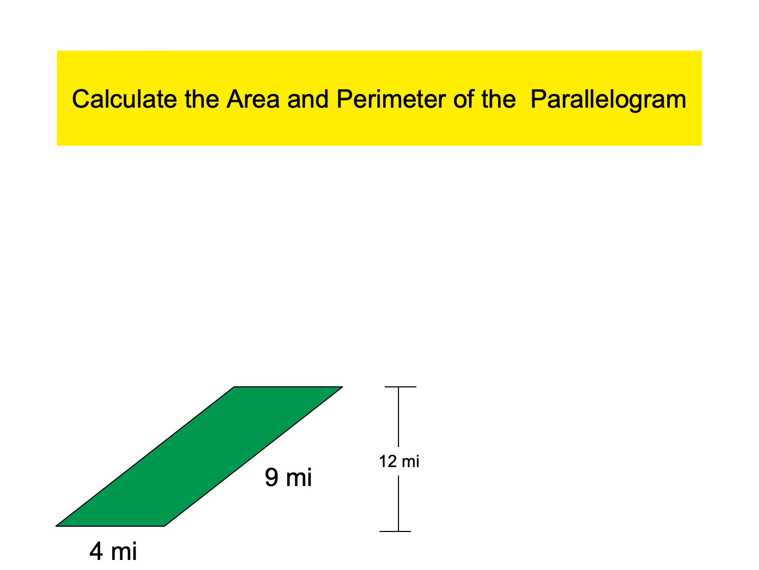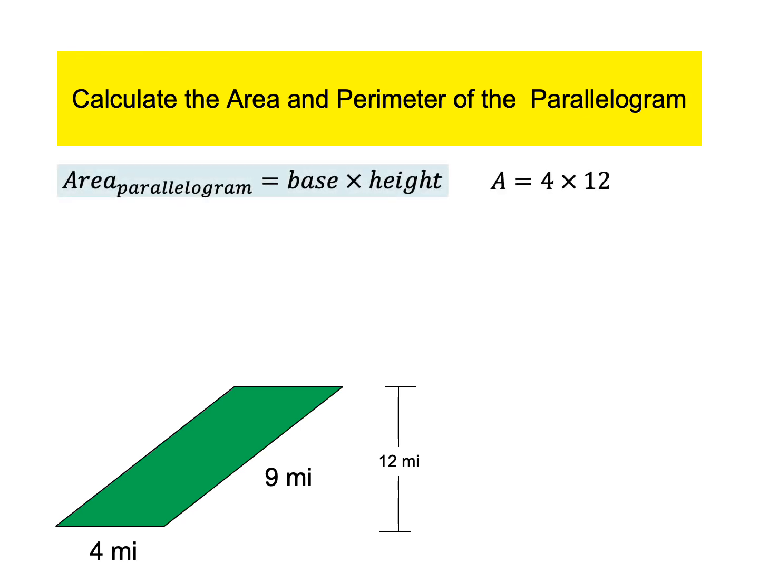Okay, we got a parallelogram because it says that. It says calculate the area and perimeter of the parallelogram. So let's do area first. If we do area first, we need the base and the height. The base is 4. The height is 9. I said 12, I'm sorry, base and height. I just messed that up. I apologize. The base is 4. The height is 12. 4 times 12 is 48.